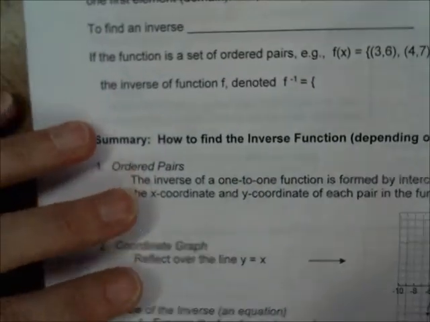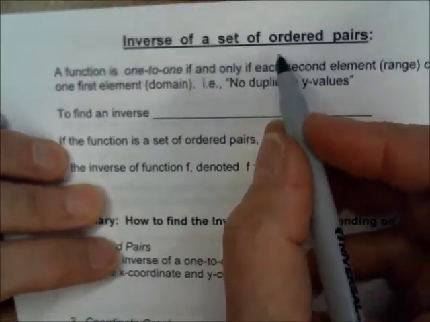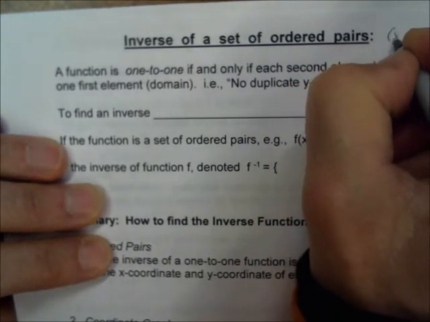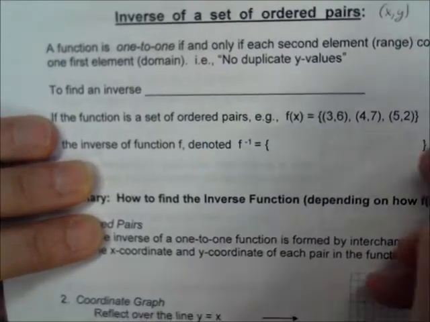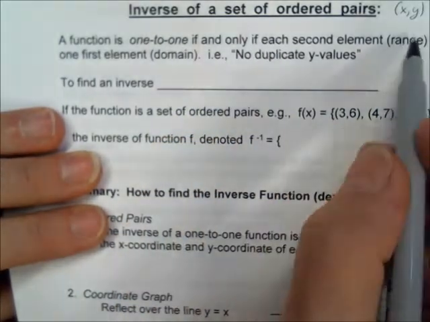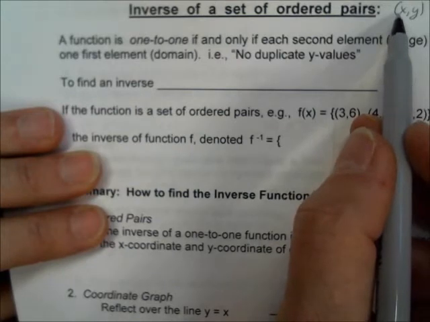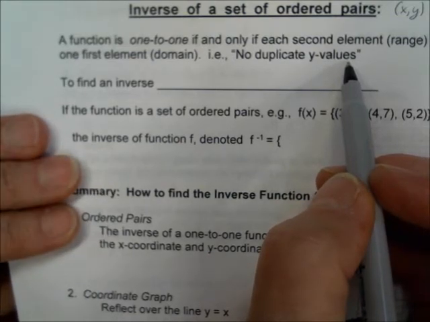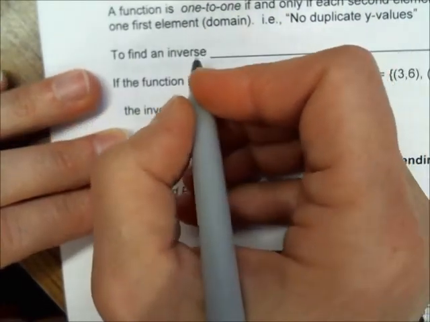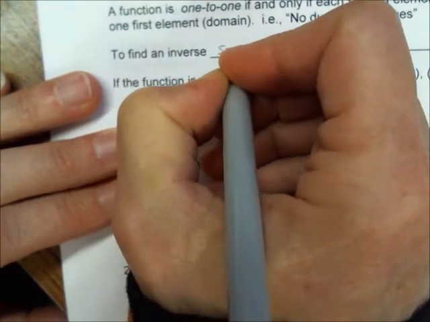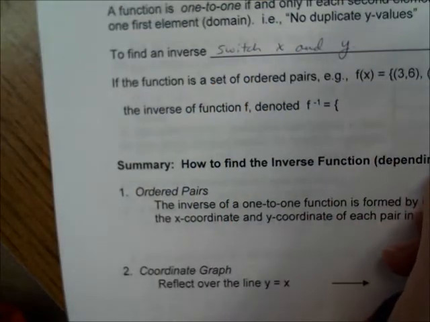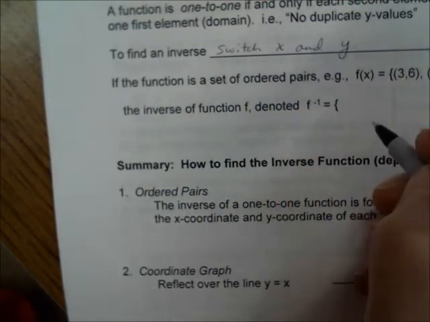Now we'll move over to page 5. Sometimes functions are given to us as a set of ordered pairs, which are just like a set of points. Ordered pairs are x, comma, y points. So a function is 1-to-1 only if the range corresponds to only one domain. So in other words, you don't have any duplicate y values, or you don't have any duplicate x values. So if you remember from the previous page, to find an inverse, you just have to switch the x and the y, and if it's an equation, you solve it for y. Otherwise, all you do is switch x and y.